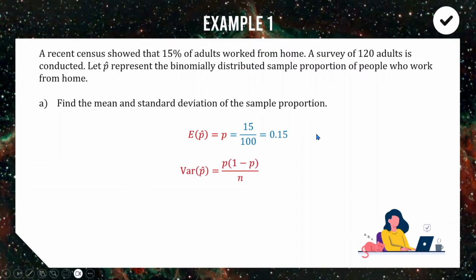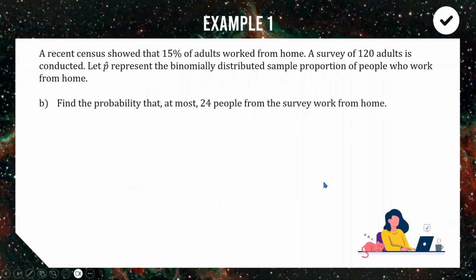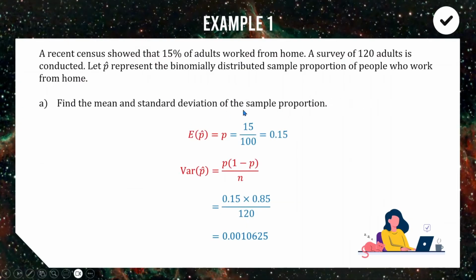For the variance, we're doing p(1 minus p) divided by n. So we've got 15% times 85% divided by sample size of 120. This works out to be a disgusting decimal of 0.0010625. Some of the questions today are going to work out to have nice decimals. This first one, for some reason, is not one of them. Okay, so that's easy. That's the first part done. That's the mean and variance of the sample proportion working from home.